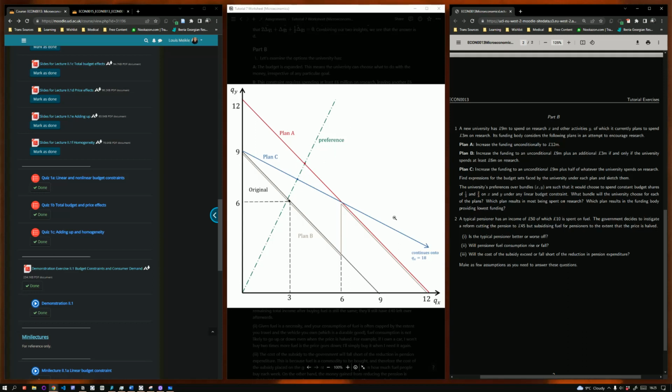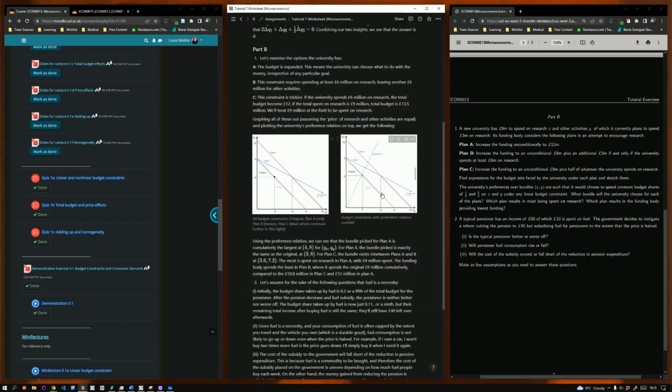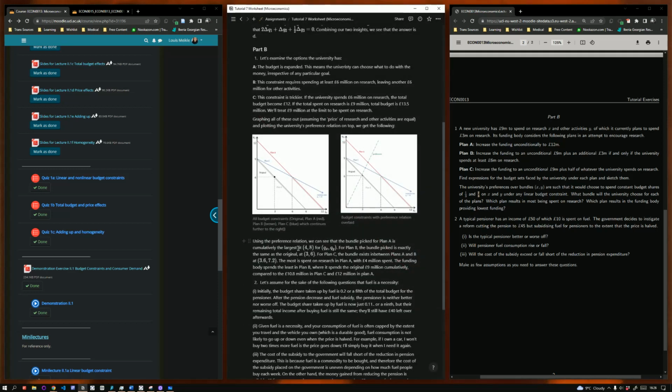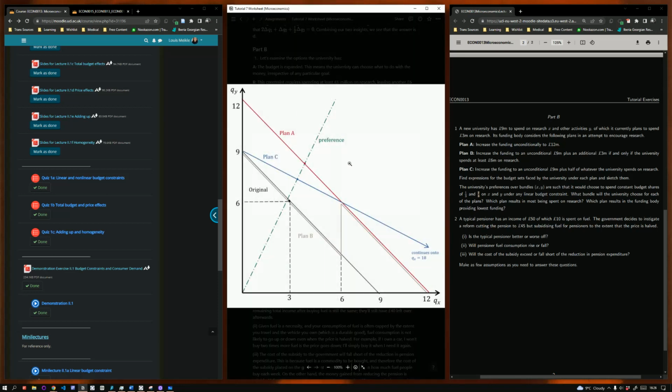Now, let's answer some questions. Maybe I'll keep this up. So first of all, what bundle would the university choose for each of the plans? Well, we can see here that they very clearly intersect. For plan A, we've got this bundle out here. Given that we've got to do 1/3 and 2/3, and our total amount here is going to be 12 million, we're going to be spending 4 million on research and 8 million on other goods.